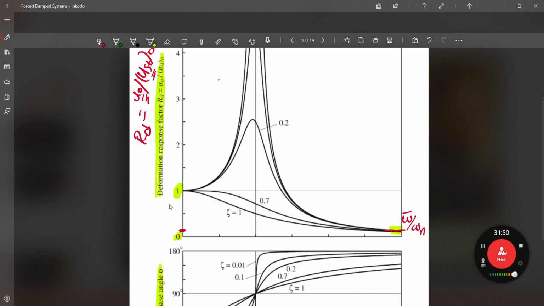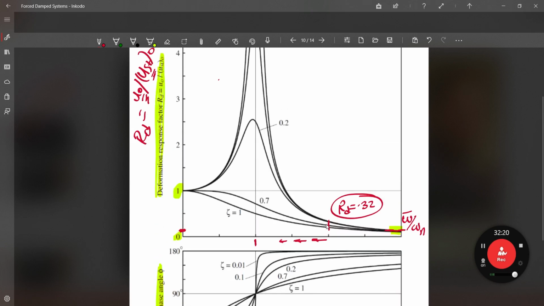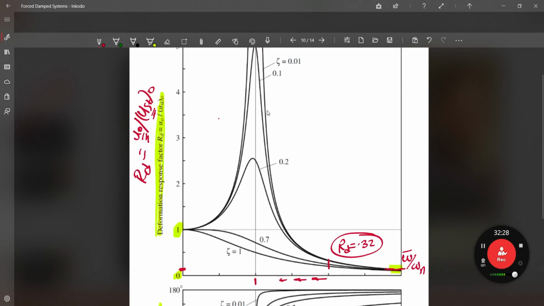The dynamic amplification, or the deformation response factor, is going to be very small. That's one of the interesting things that we found in the previous graphical representation. At 2, do you remember we said it was very small? We reached Rd equal to 0.32 before, right? This is in the previous one. So if we decrease omega bar over omega n, going toward resonance, you are going to find that the deformation response factor Rd increases exponentially, and it has something to do with the damping ratio.